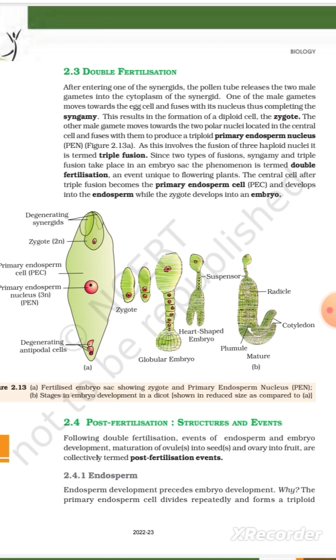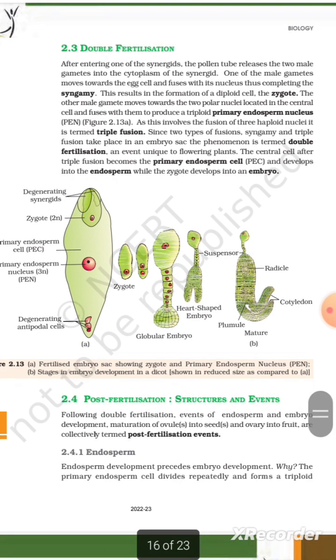Since syngamy and triple fusion take place in an embryo sac, the phenomenon is termed double fertilization, an event unique to flowering plants. The central cell after triple fusion becomes a primary endosperm cell (PEC) and develops into the endosperm, while the zygote develops into an embryo. Figure 2.13a: fertilized embryo sac showing zygote and primary endosperm nucleus. B to F: stages in embryo development in a dicot, shown in reduced size as compared to A.